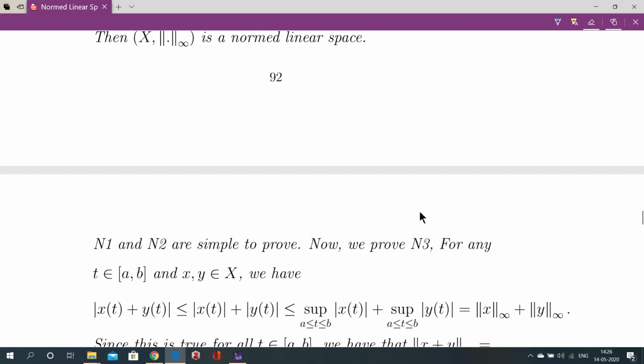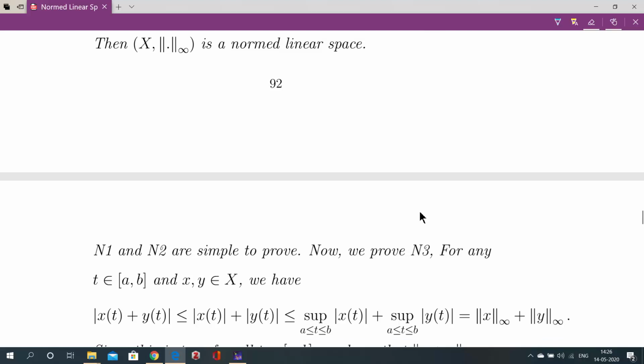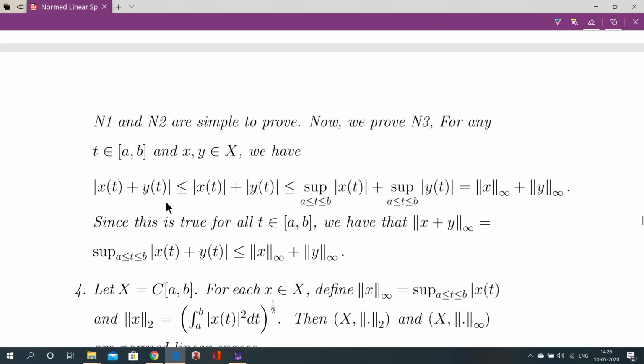Clear. So N1 and N2 are simple to be proved. Now we put the triangle inequality property here. So we have modulus of x(t) plus y(t), which is less than or equal to modulus of x(t) plus modulus of y(t). And using the definition of the norm, we have the supremum of modulus of x(t) plus the supremum of modulus of y(t), which is equal to norm x infinity plus norm y infinity. So we get the answer out here.